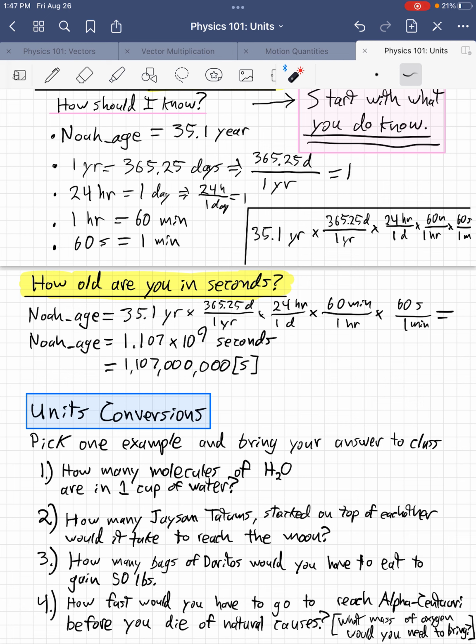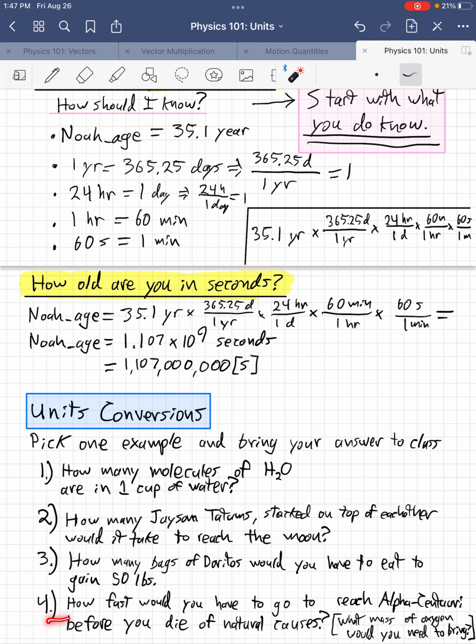Next question here is, how many Jason Tatums stacked on top of each other would it take to reach the moon? So that could be a fun one to answer. And again, answer this question and write it on a piece of paper and kind of show your work. And then we'll discuss the answers in class. Next one is, how many bags of Doritos would it take for you to eat in order to gain 50 pounds? All right, so a bit of unit conversions there.